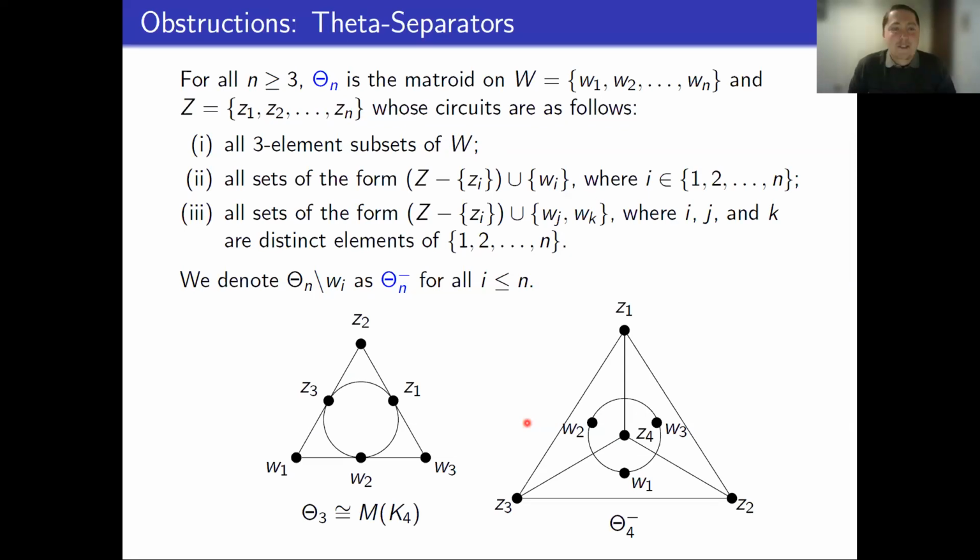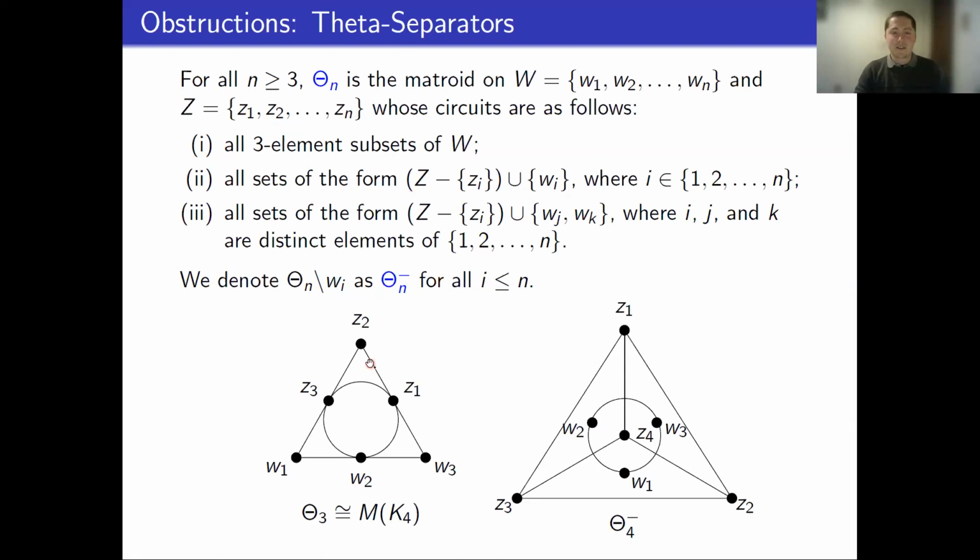So here's quite a monstrous slide, I suppose, but here are our theta matroids. Once you understand fans and you understand theta matroids, you basically understand the things that are going to cause elastic elements. So theta matroids are the matroids on the set W union Z. W is a segment, so it's a line. So here is condition 1: all 3-element subsets of W are circuits. The second set of circuits are the sets that form the whole Z set minus a Zi, union its corresponding Wi.